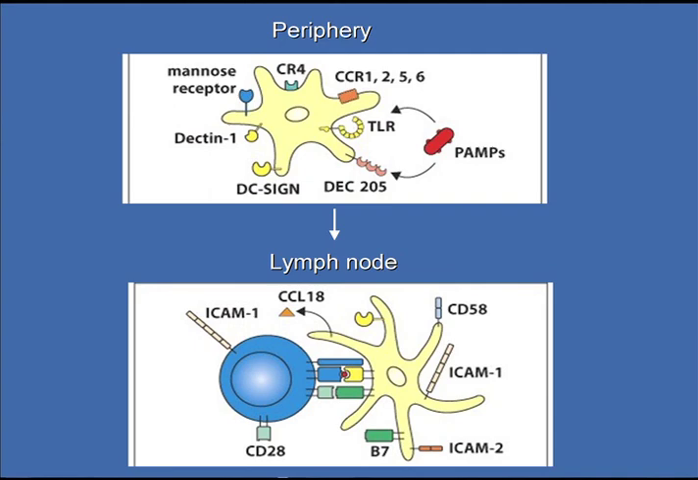And in the lymph nodes, now they're quite a different cell. They are expressing a number of adhesion molecules such as ICAM1 and ICAM2. They have B7, the ligand for CD28, on their surface, and they're also secreting cytokines that attract T cells. And then the T cells interact with the dendritic cells and become activated.